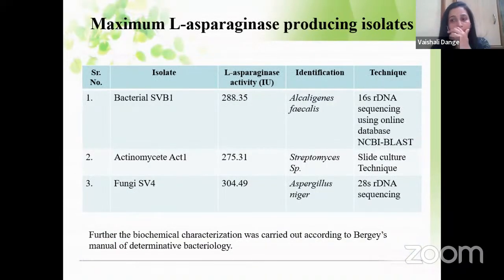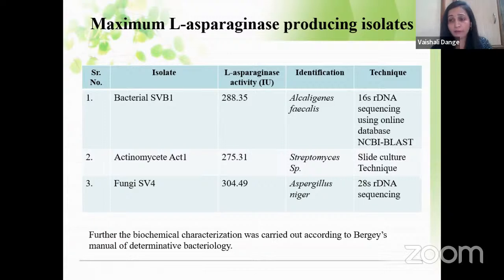Now this is the time to give the name. After screening out the different types of isolates, I went for the identification. For bacterial SPB1, which is showing the highest activity, I used the technique called 16S rRNA DNA sequencing, which was performed at NCCS Pune. Next, for the actinomyces, I used the slide culture technique, and the name for that actinomyces is Streptomyces species, and for the bacterial isolate, the name is Alcaligenes faecalis.